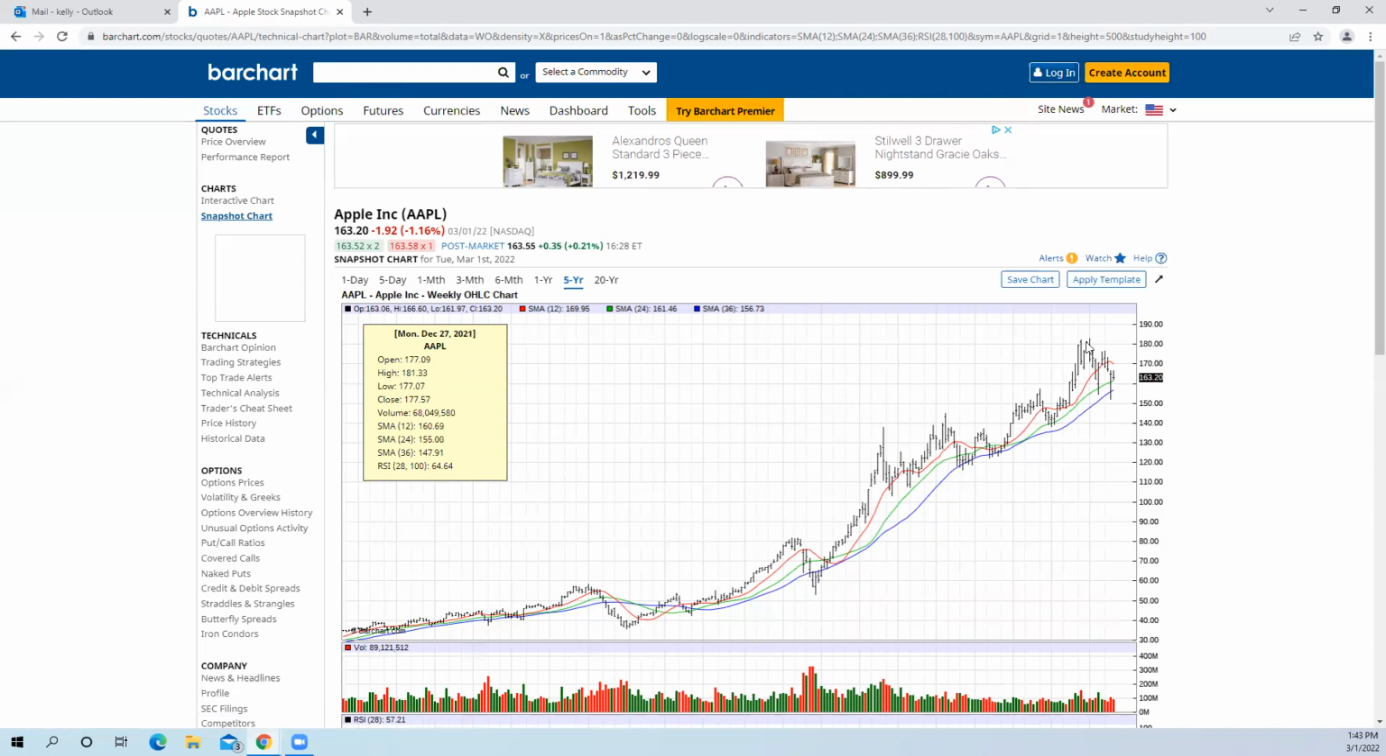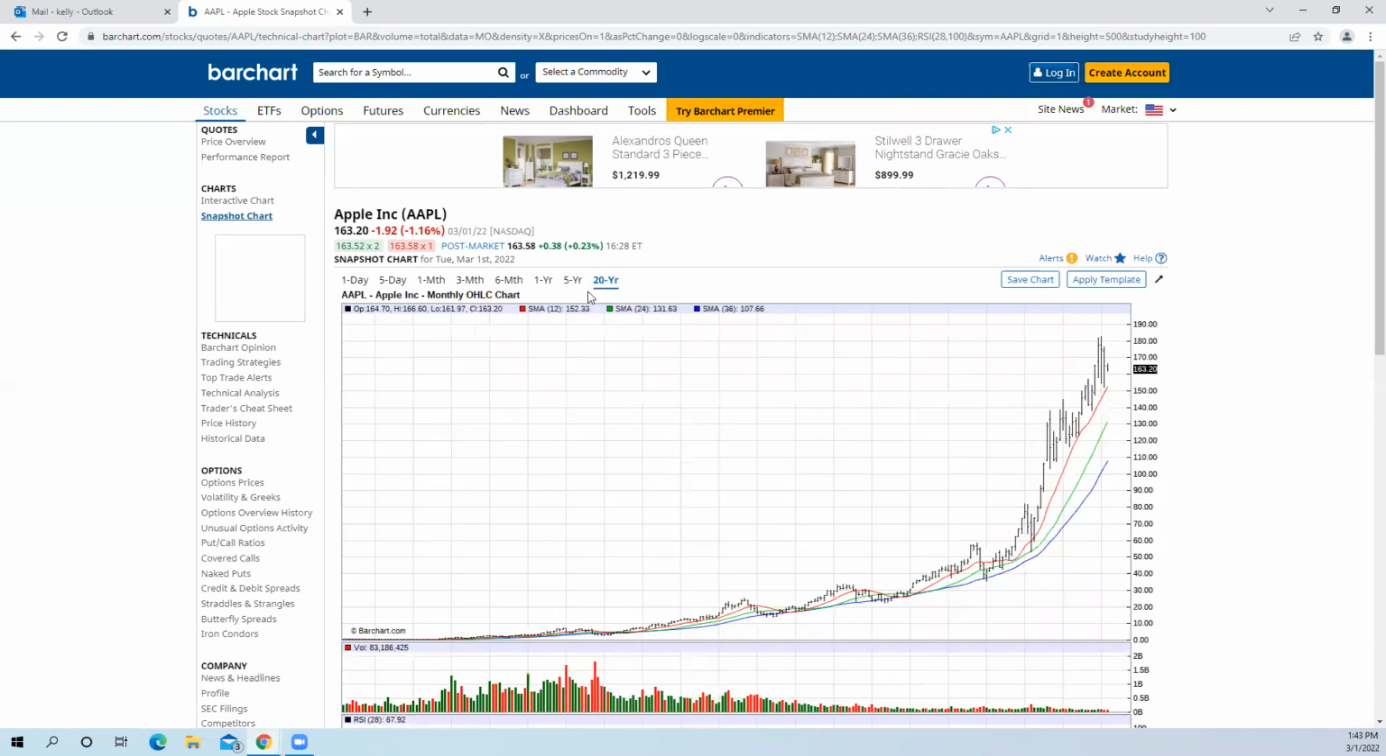When it goes all the way up to 180, and you're this far away, let's look at the 20-year average. Okay, when you're up at 120, 180, and the 12 SMA is 150, and the 24 SMA is 130, and the 36 is at 110, you know you are extended, right? The trees don't go to the sky, and you want to manage risk.